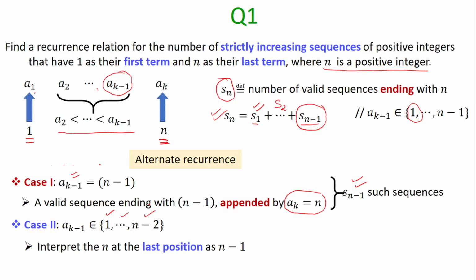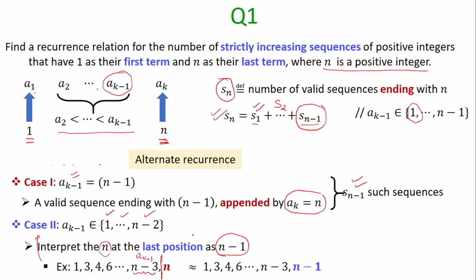Now what we can do is interpret the n which is there at the last position, that is, after a of k minus 1 in your actual sequence ending with n. We can interpret this last n as n minus 1. It's just some mental interpretation. For instance, here is one of the strictly increasing sequences in category 2. Why? Because my second last value, namely a of k minus 1 here, is n minus 3. It is not n minus 1, it is n minus 3. And then there is an n following this n minus 3.